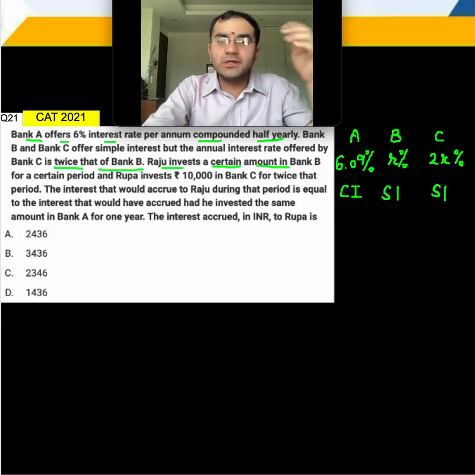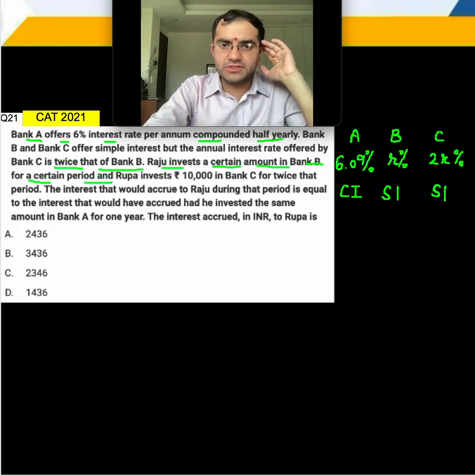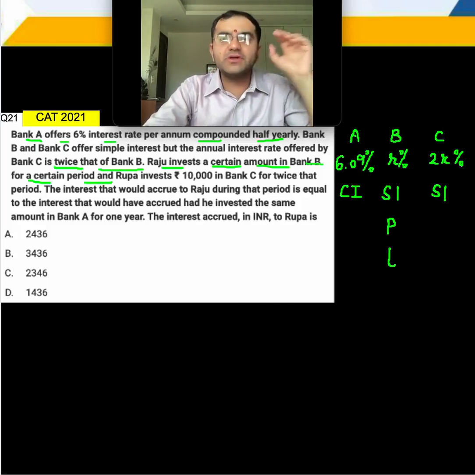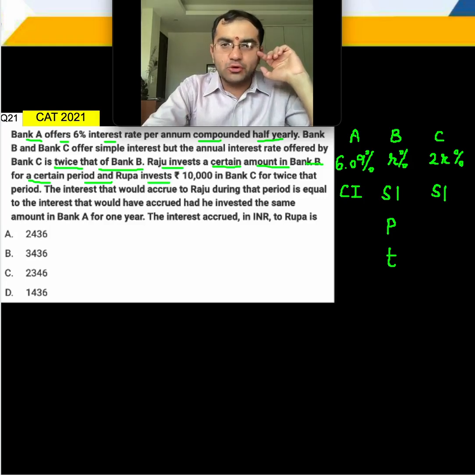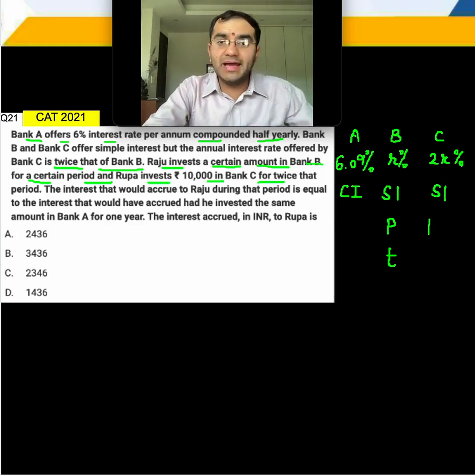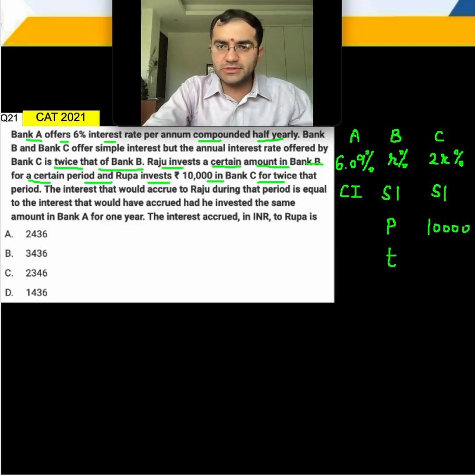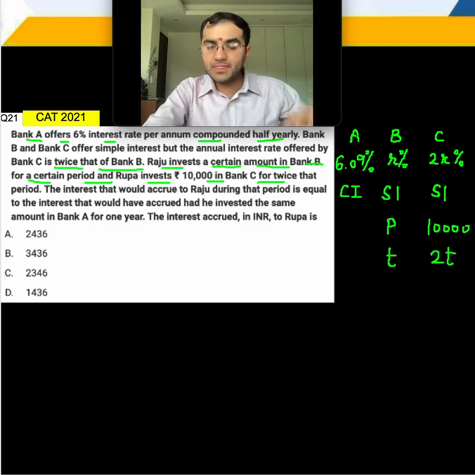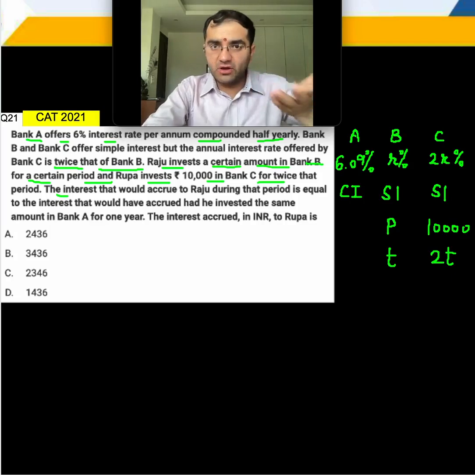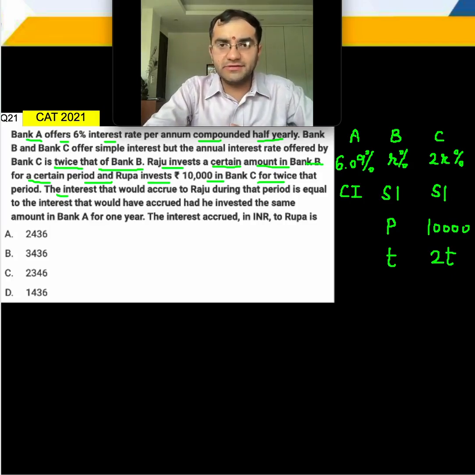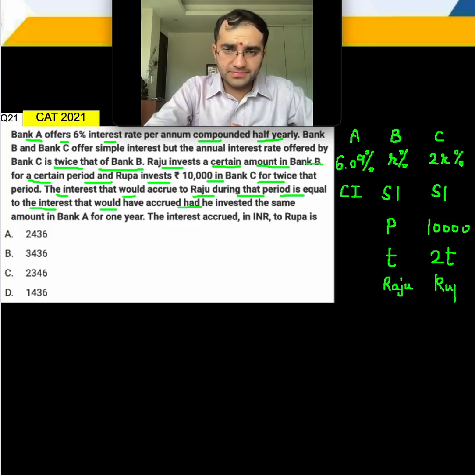Raju invests a certain amount, let's say P, in bank B for a certain period, let's say time T. Rupa invests 10,000 in bank C for twice the period, 2T. Now we solve. ठीक है, all this takes time to understand and review in an exam. Interest accrued to Raju is equal to interest that would accrue, लिखते हैं अभी, ये राजू हो गया, ये रूपा हो गया. ठीक है. Had he invested the same amount in bank A for 1 year?